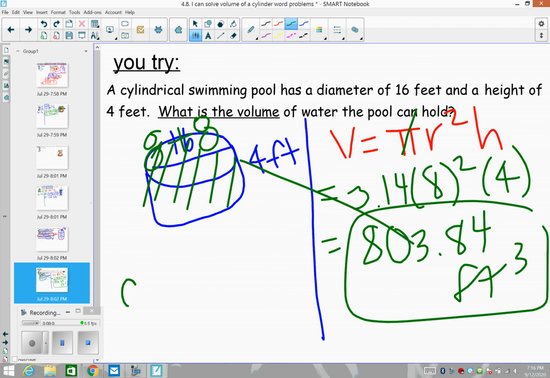So we're talking capacity. We're talking volume. We're talking how much does it hold. That is the second lesson of volume of cylinders. This was more word problems today. That's really the end of the lesson. I'm not going to really summarize too much because it's that same formula we used the day before.